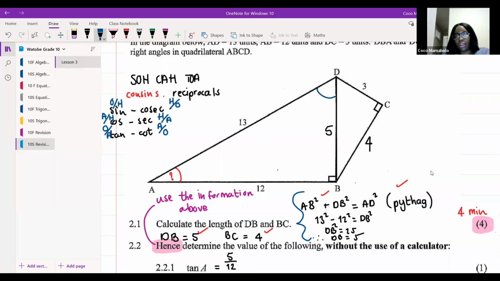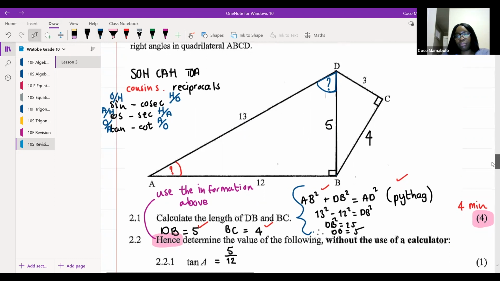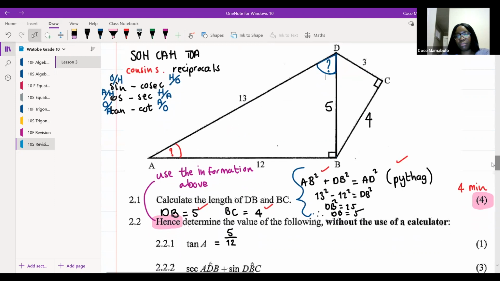Okay, we're looking for this angle over here. This one. What is the sec of D in this case? Sec is hypotenuse over adjacent. Pop your answer in the chat, guys. Okay. Remember, this side over here is going to be my adjacent. And this side over there is going to be my hypotenuse.